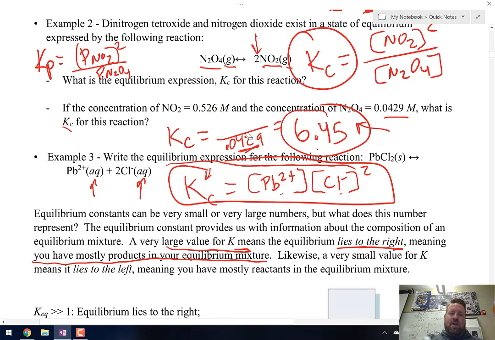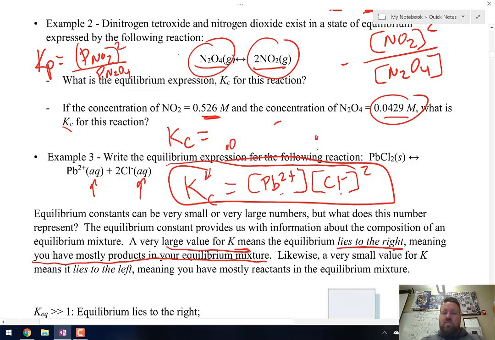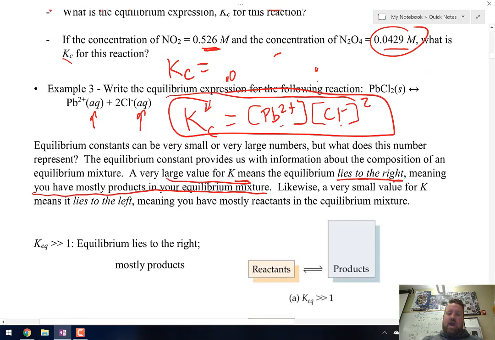Look at it up here. Even though we're at equilibrium here, look at the concentrations of NO2 versus N2O4. We've got way more NO2, the concentration is 0.526, versus N2O4, 0.0429. So all this number really tells us is that we have a lot more of our product than we do our reactant.